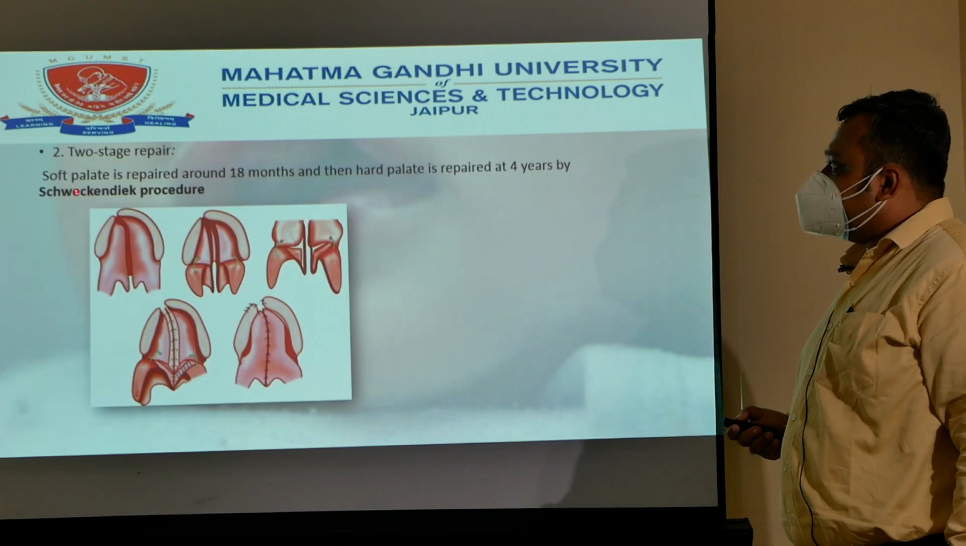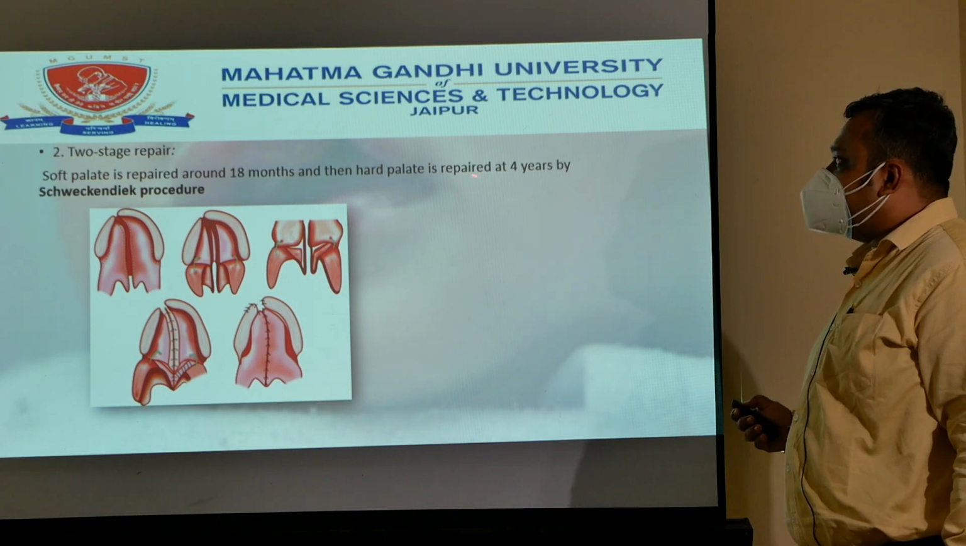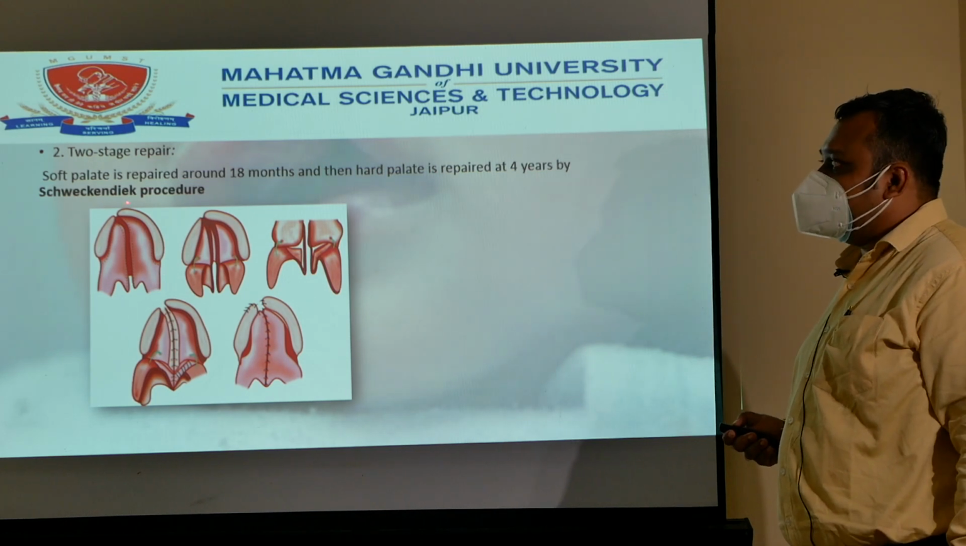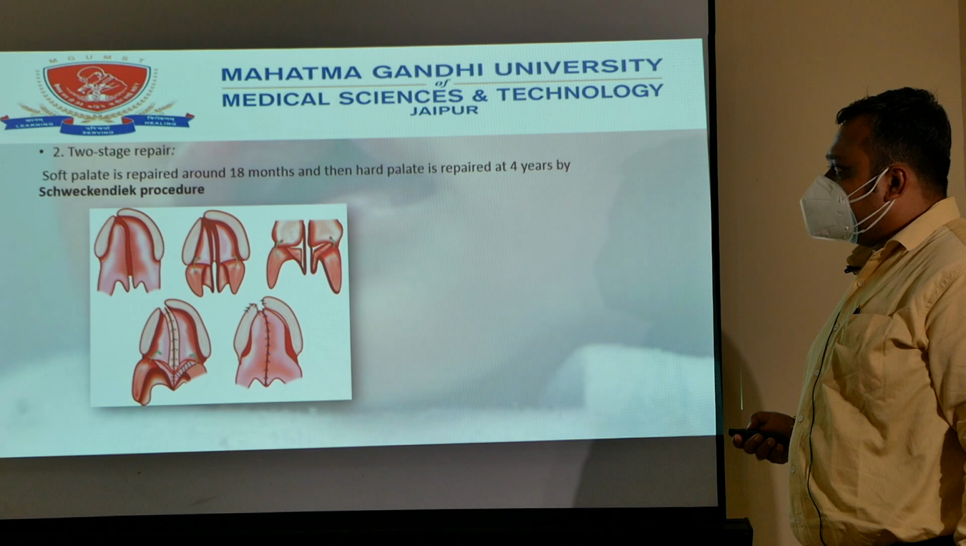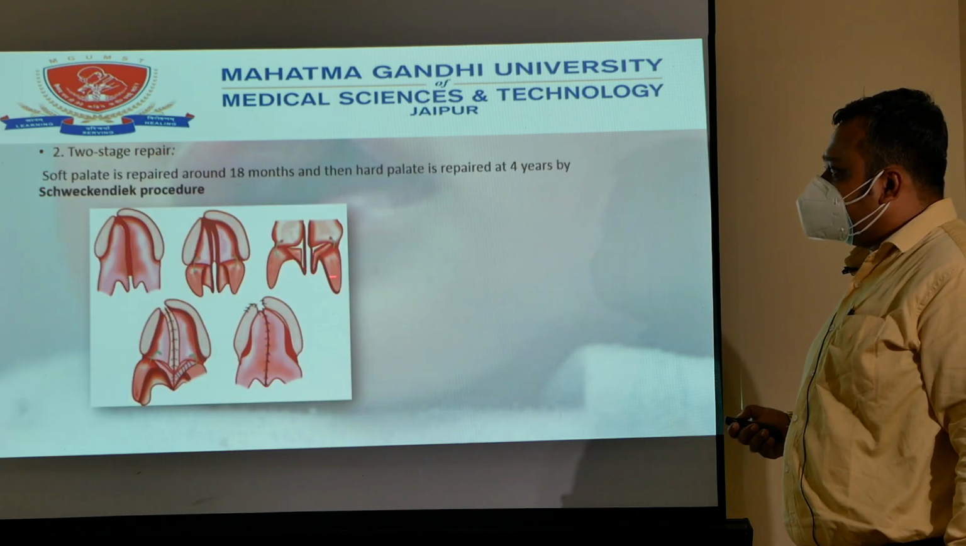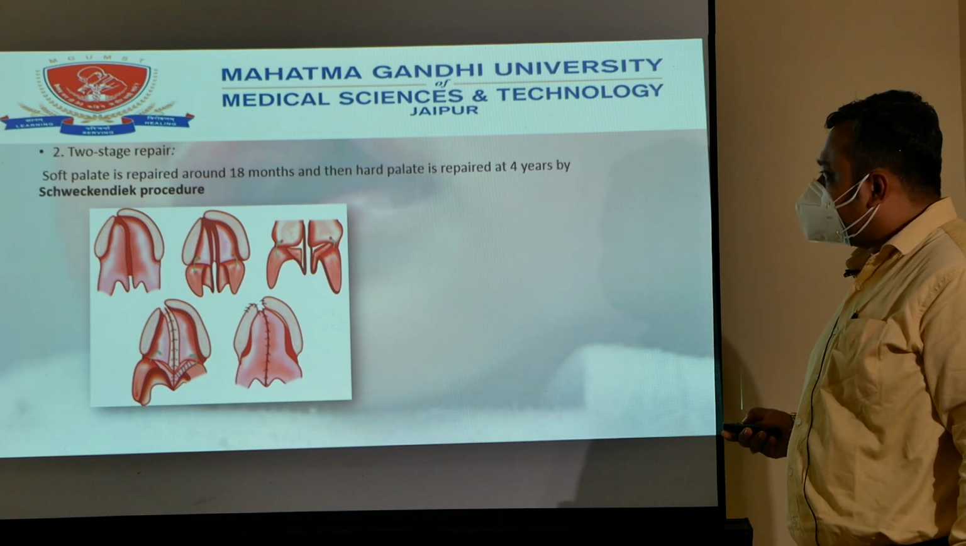Two stage repair is where first the soft palate is repaired around 18 months of age, and later on the hard palate is repaired by 4 years of age. This is also called the Schweckendiek procedure. As you can see in the picture, first the soft palate defect is repaired and then the hard palate defect is repaired in 2 stages.